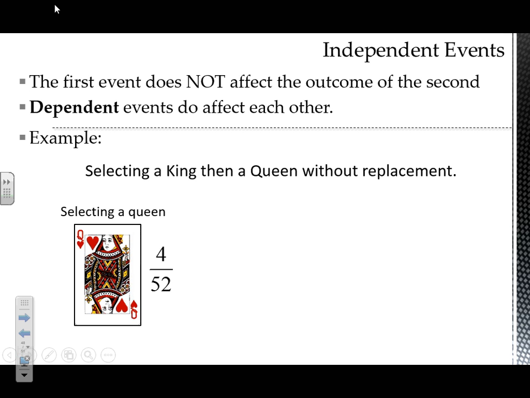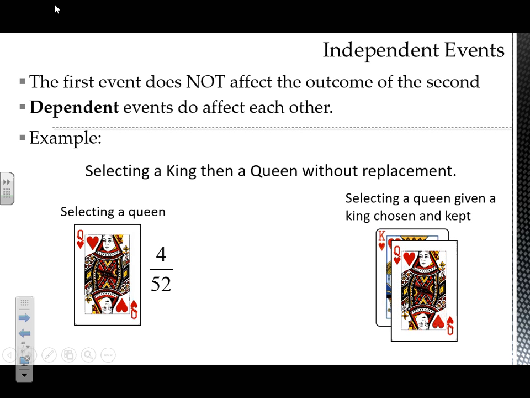So if I do that, what happens to the probability of drawing a queen in that instance? It becomes 4 out of 51. I removed one of the possible cards from the deck. So now, when I go to draw my second card, I still have 4 queens in the deck, but now I only have 51 cards left to choose from. So my probability changes.